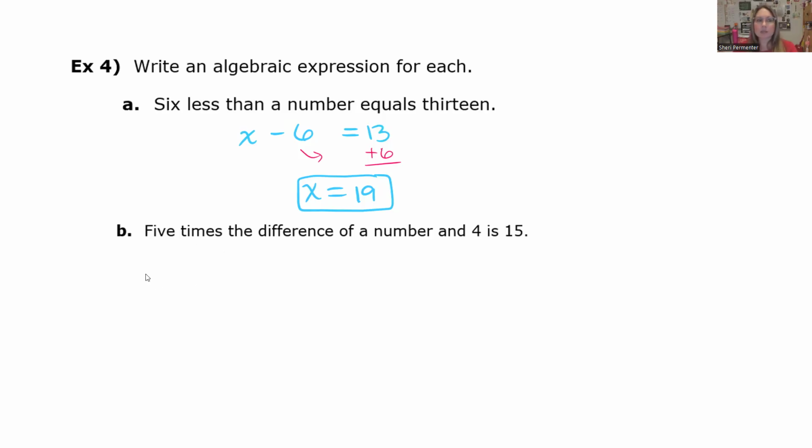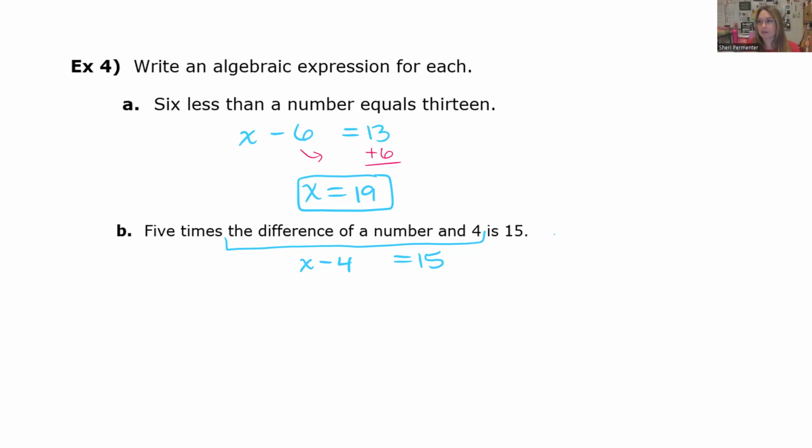The next one, this is a little bit more tricky. 5 times the difference of a number and 4 is 15. I always start with the easy stuff. So is 15. So the next thing I see is the difference of a number and 4. What operation is difference? Subtract. So we've got the difference of a number and 4. So we've got some number and 4, and it's subtracting.